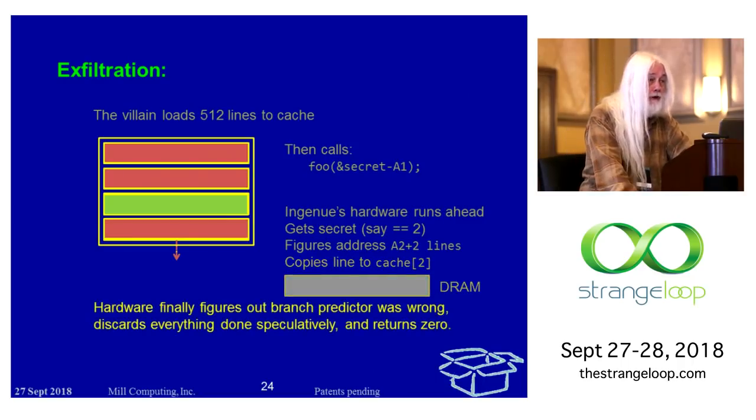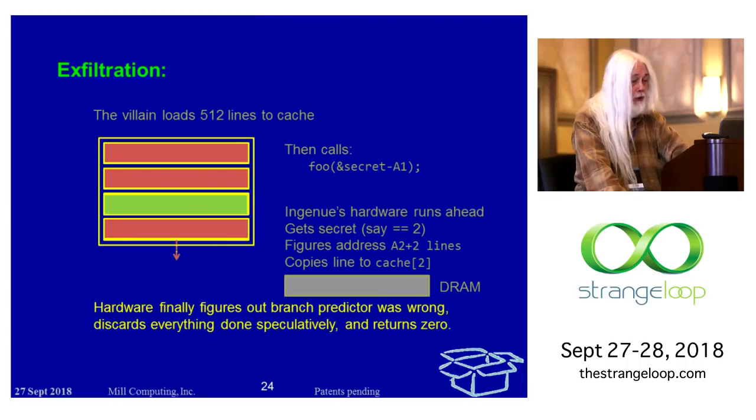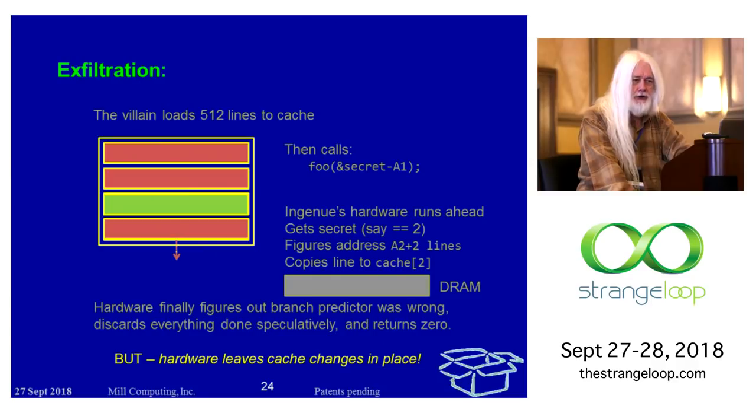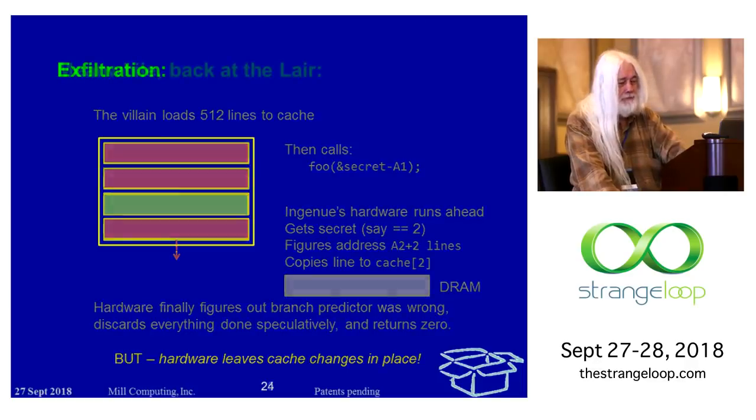Eventually, the hardware figures out the branch predictor was wrong, and everything that it did speculatively gets tossed, and it returns the 0. But not quite everything, because in fact what happens is it leaves the cache changes because it doesn't really have anything else to put in that line, because what was in there before has been thrown away, and who knows, maybe that line will be needed, and so it doesn't bother getting rid of it.